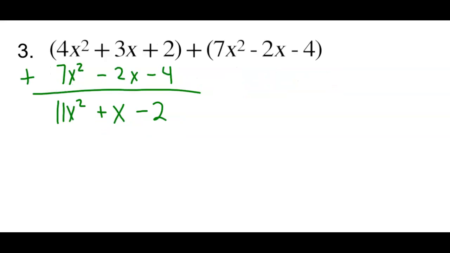And then the last one I aligned and added again. Like I said, I kind of like aligning and adding a little bit better, especially for the subtraction lesson, which we'll be doing the next day. So here I got 11x squared plus x minus 2.